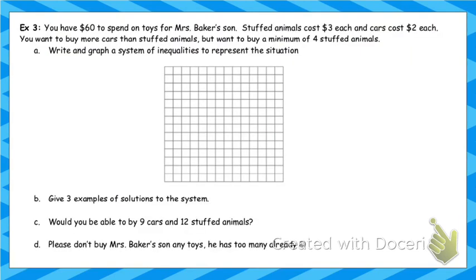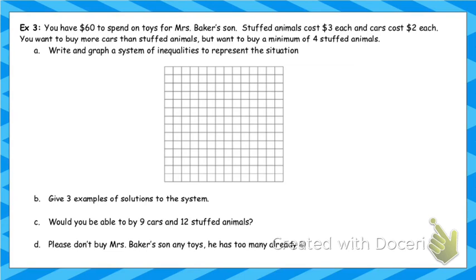All right, so the last thing we're going to look at is just a word problem, just an example of some of these applications here. We're going to do a lot more of this on Monday when we get to linear programming. So you have $60 to spend on toys. Stuffed animals cost $3. Cars cost $2. You want to buy more cars than stuffed animals, and you want to buy a minimum of 4 stuffed animals.